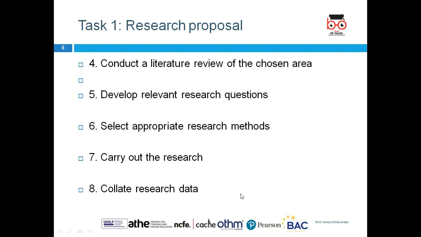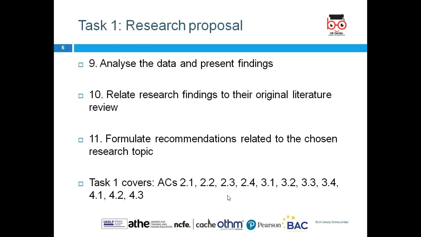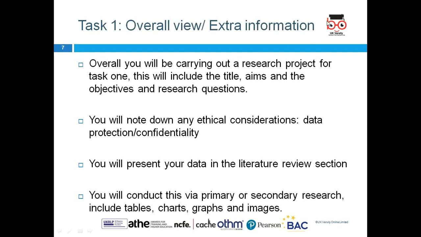8 is collate research data. So on here, put down a couple of tables, graphs, images, just something that will support the research that you've done. So 9, analyze the data and present the findings. 10 is relate research findings to the original literature review. And then 11 is formulate recommendations related to the chosen research topic. So this covers all of learning outcome 2, all of learning outcome 3 and 4. I'll go into the next section and then I'll ask if you have any questions.